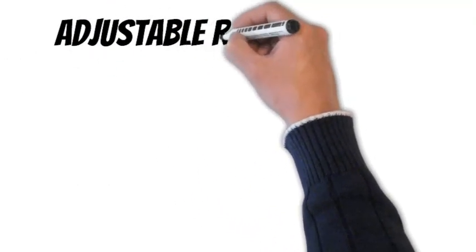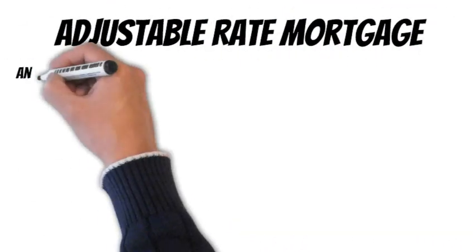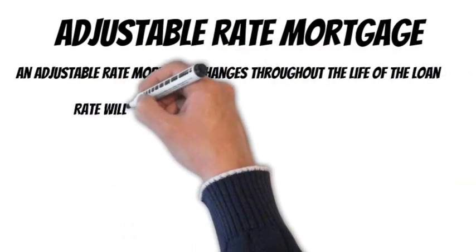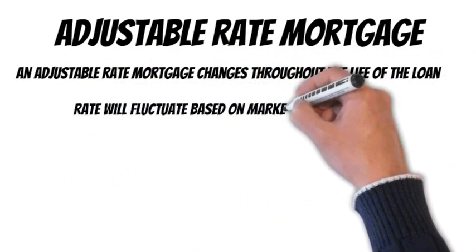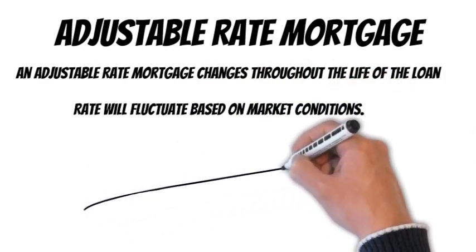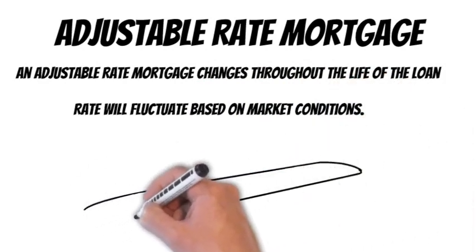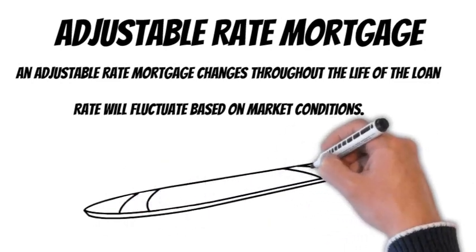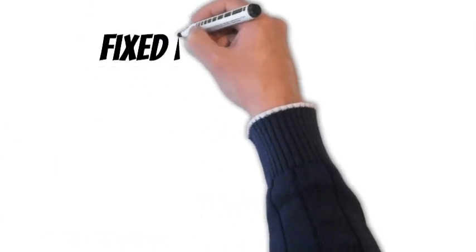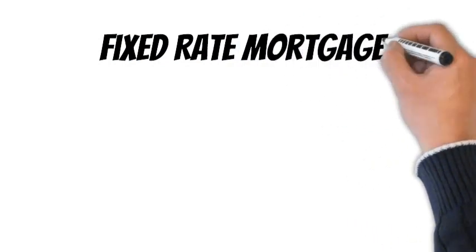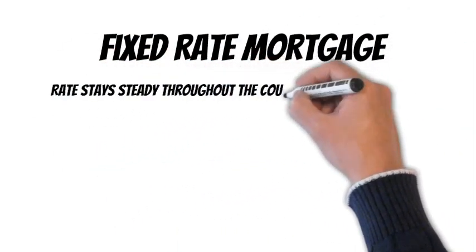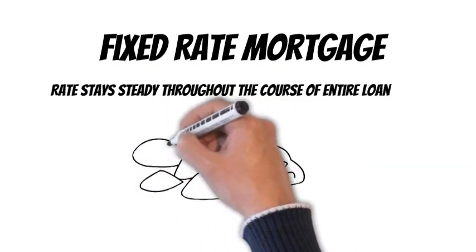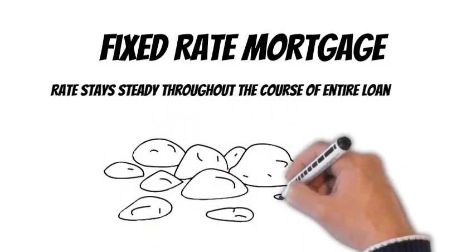Next term is adjustable rate mortgage. This is a mortgage where the rate doesn't stay fixed throughout the life of the loan, but fluctuates based on interest rates at the time. So this could be a good thing if you have high interest rates that you expect are going to go down over the long term. Fixed rate mortgage. This is the most common type of mortgage, and your rate and payment stays steady throughout the entire course of the loan, so there's no surprises.